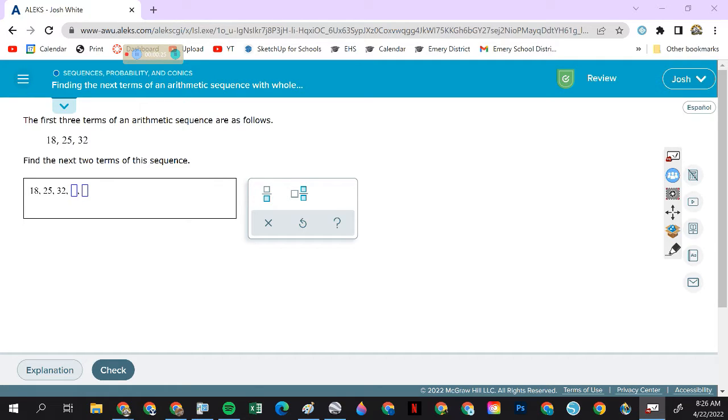So in this case, it says we have an arithmetic sequence, which means we're going up or down by the same amount. And we have 18, 25, 32. So we find what is called the common difference. The difference between 25 and 18 is a plus 7. And then the difference between 32 and 25 is a plus 7. So we're going up by 7. The next two terms would be 39 and 46. Easy enough?